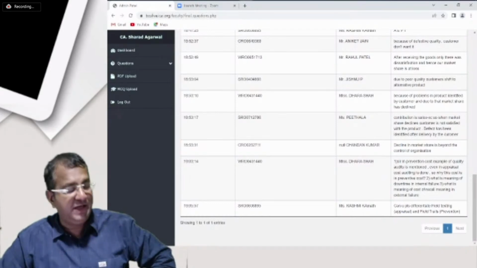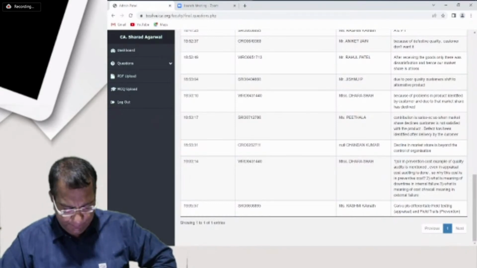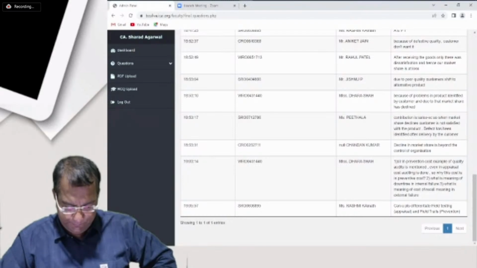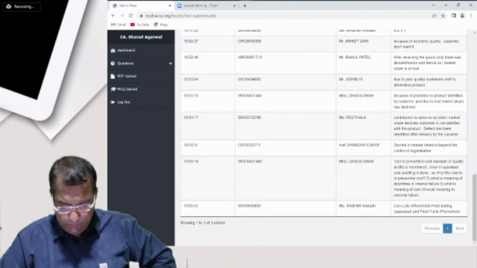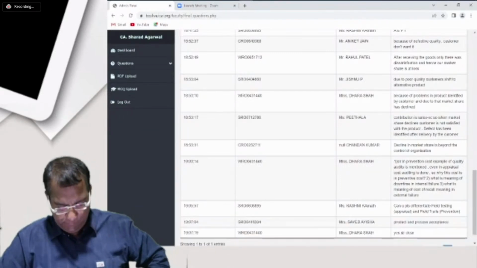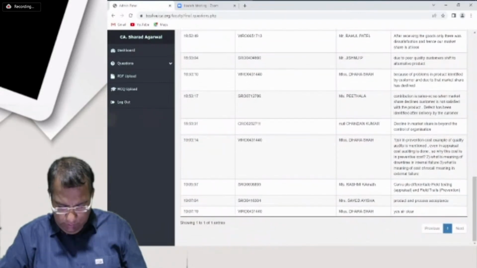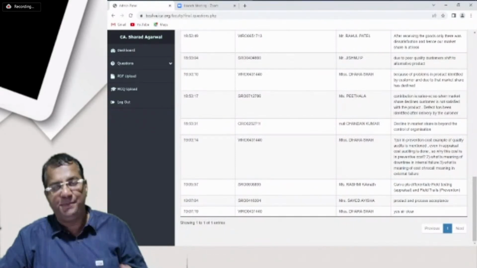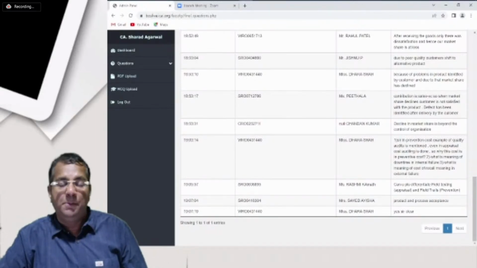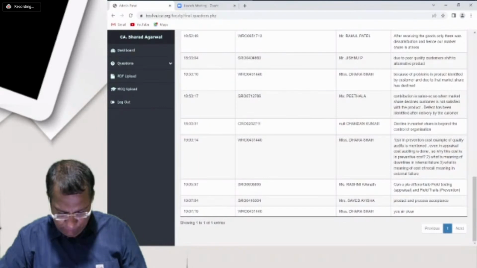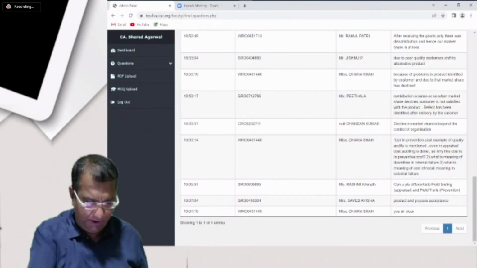Any other student, beta? Any other doubt? Please communicate fast, beta, so that we can move further to the remaining points in this particular topic, cost of quality. Product and process acceptance. It's simple: product acceptance is whether the product is acceptable as per our quality standard or not. Process acceptance, same meaning. Okay? Let's move ahead, beta.